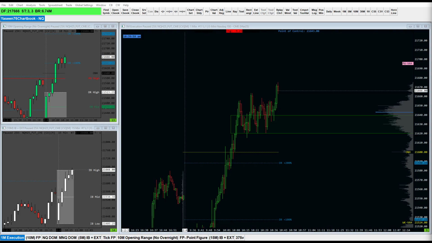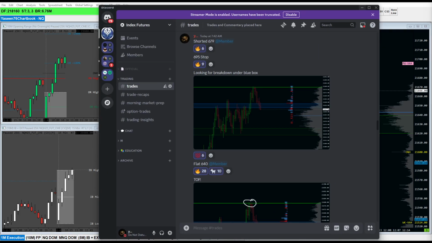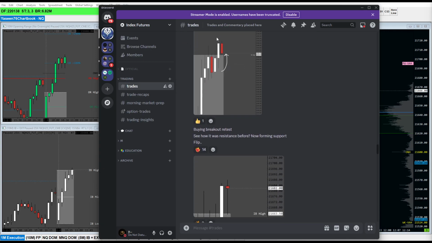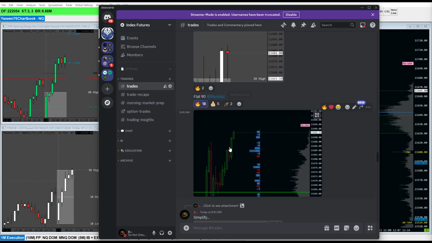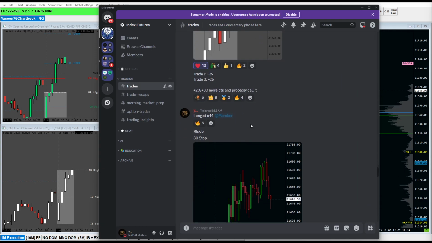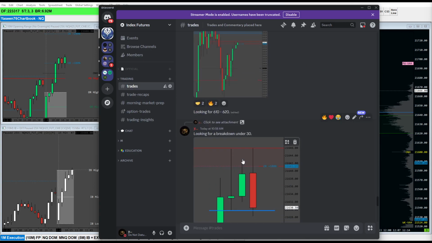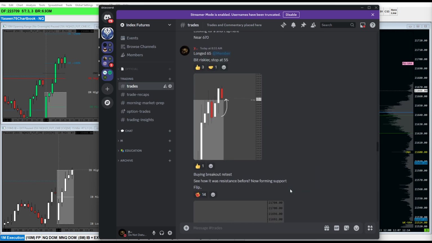So I'm just going to be going over all the trades I took, and as always, every single trade was shared live in Discord. So if you guys could see here, every single trade I basically shared live in real time with you guys. Longed, the stop, and flat. So every single trade was basically shared in real time with you guys.